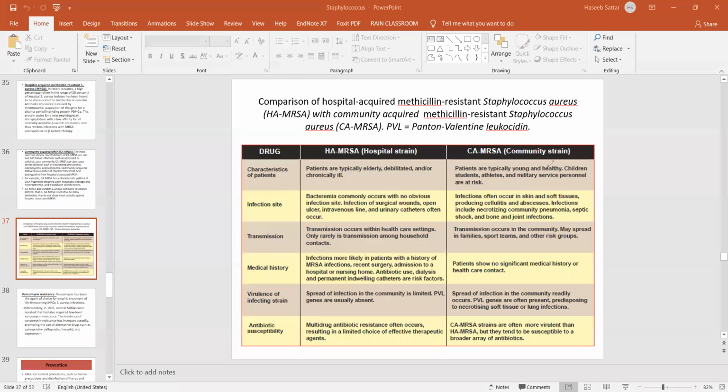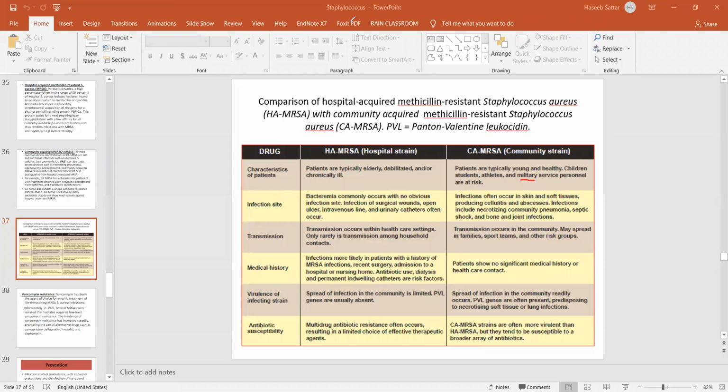But this community acquired MRSA spreads within the community. So if one person at your home is infected with this MRSA, he can spread it to other people, other relatives. That is why, among military personnel and students, even if one student in your class is MRSA positive, he can spread this MRSA to other students as well. So in the community, MRSA spreads like this.